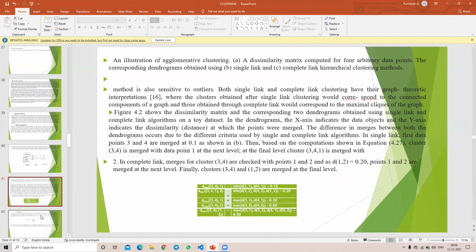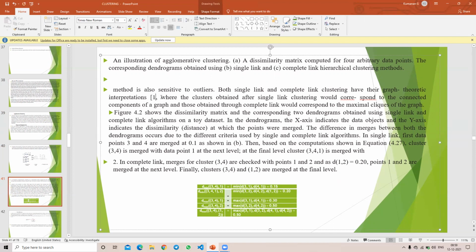Next, an illustration of agglomerative clustering. A dissimilarity matrix is computed for a few arbitrary data points. The corresponding dendrograms are obtained using single link and complete link hierarchical clustering methods. This method is also sensitive to outliers.